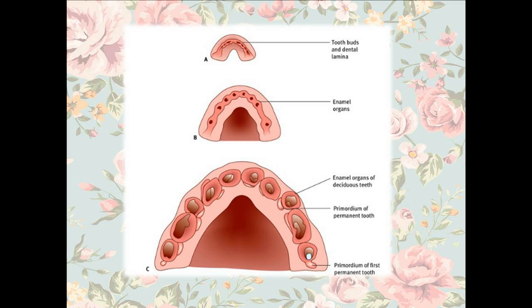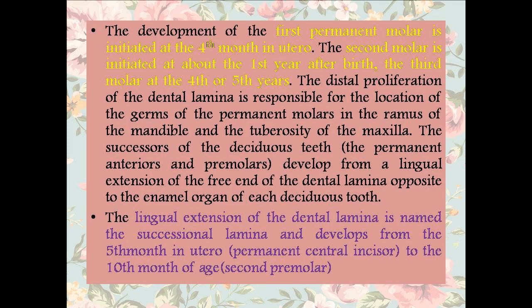And later, during the development of the jaws, the permanent molars will arise directly from the distal extension of this dental lamina. So we get our deciduous teeth from the dental lamina, whereas the vestibular mucosa is formed by the vestibular lamina. Now, as we get the deciduous teeth from the dental lamina, the distal extensions of the dental lamina will give rise to our permanent molars.